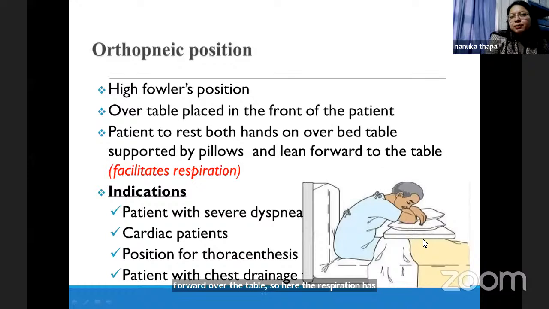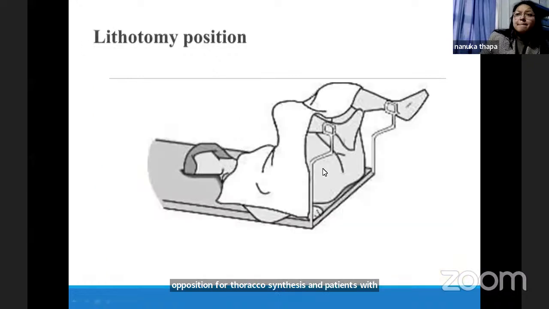The indications are that a patient with severe dyspnea can use this position. In cardiac patients, positions for thoracocentesis, and patients with chest drainage, like in pneumothorax, hemothorax, this position is very comfortable.